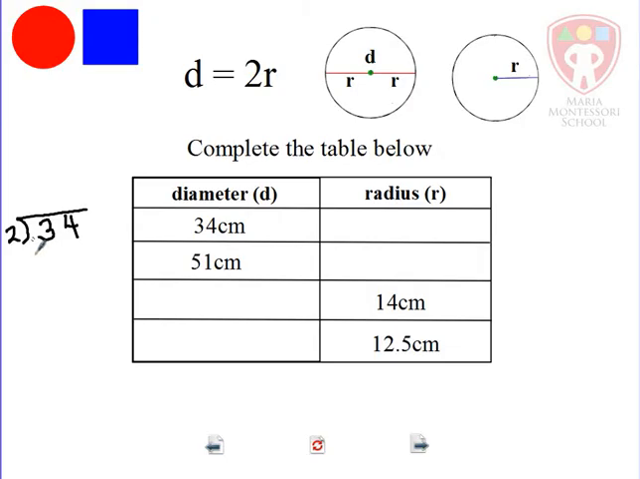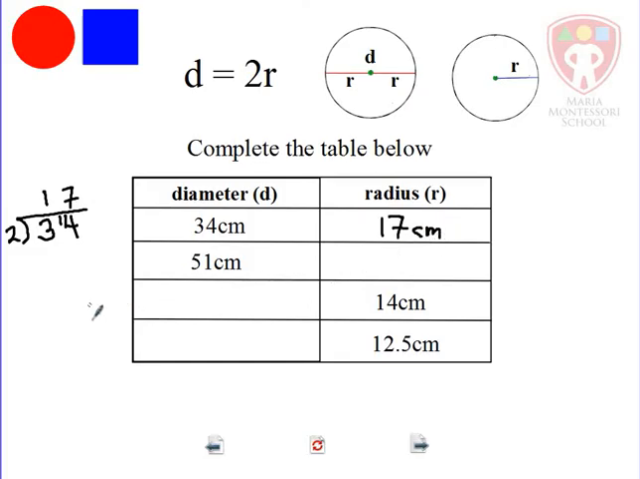This is short division because we're using a small number. How many 2's are there in 3? 1. The remainder 1. How many 2's are there in 14? 7. So the answer should be what? 17. Don't forget your sign, centimeters.